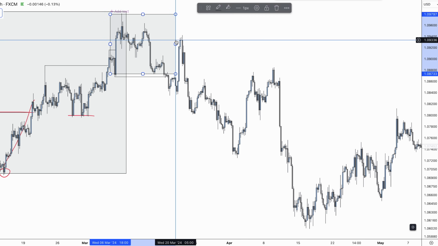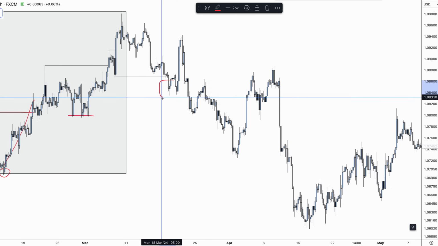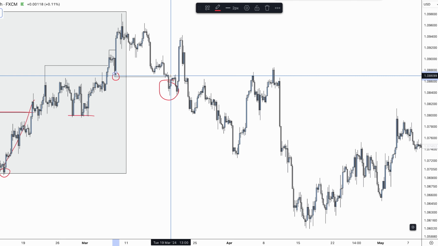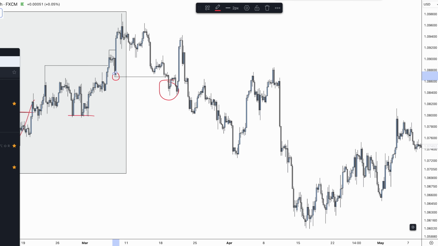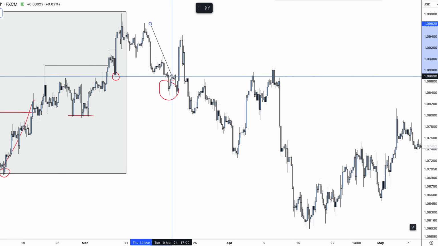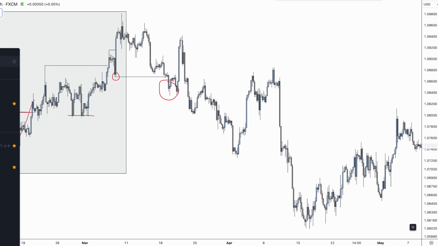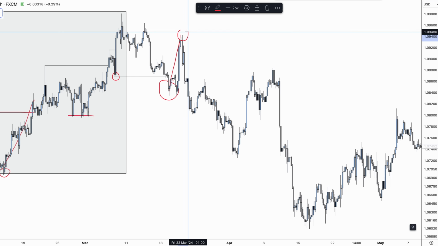But as you see, after this consolidation phase, at around this point here, we actually did get a break of structure where this higher low was broken. So this now puts us into an impulsive downward trend, meaning this would be the first impulse in this bearish trend. Then we have a corrective movement back up just here. We have the formation of a lower high.